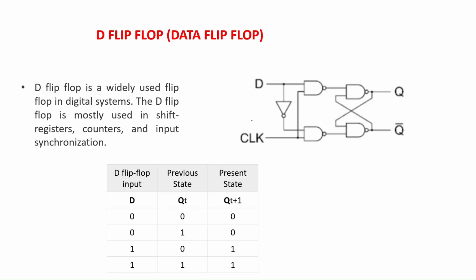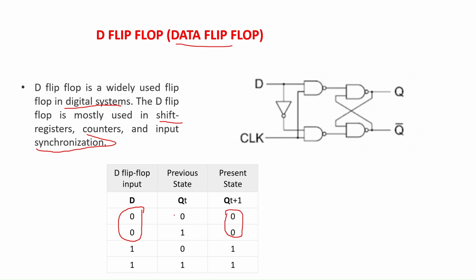Next, the D flip-flop. The D flip-flop is also called the data flip-flop. This could generally be used as a buffer. The D flip-flop is widely used in digital systems. For example, it could be used in shift registers, counters, and input synchronization. In input synchronization, the value applied to the D input will come across the output, that is the present state Q(t+1).